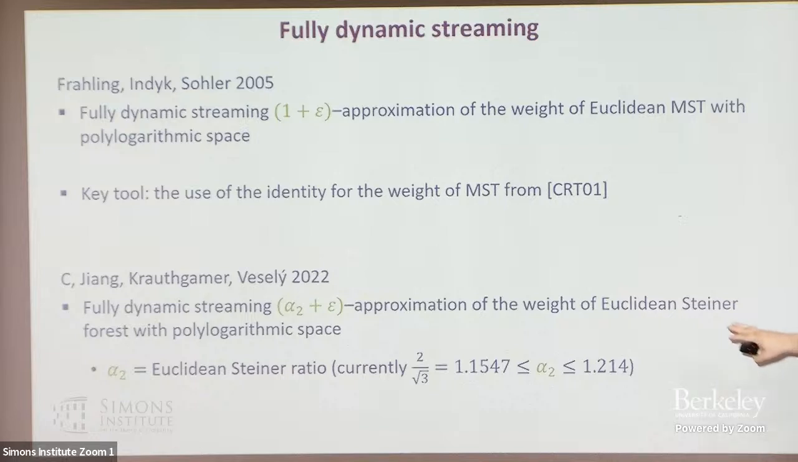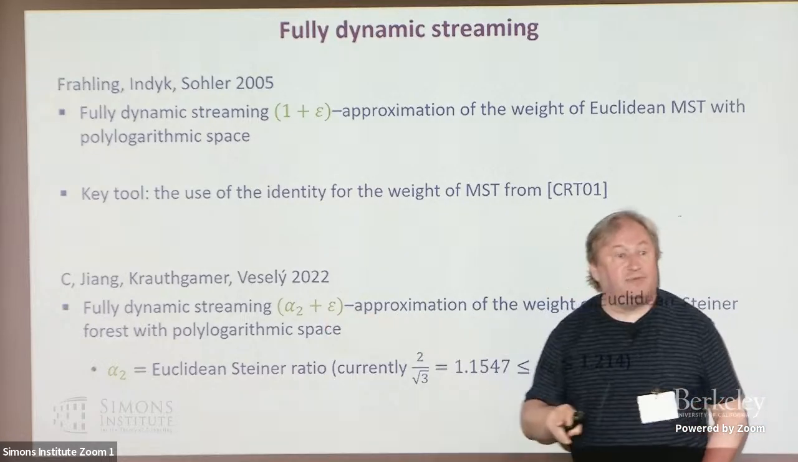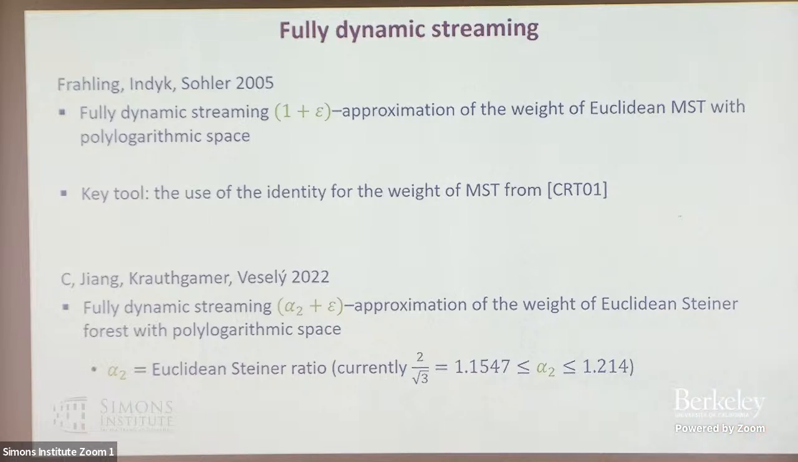We were studying, also in the fully dynamic streaming setting, the Steiner tree problem and the Steiner forest problem. And again, we got something like this alpha 2 plus epsilon approximation. Alpha 2 is this famous Euclidean Steiner ratio, which is now something like 2 over root 3. So again, we were able to use the same approach. The details are always quite complicated, but kind of relying on the same setting.